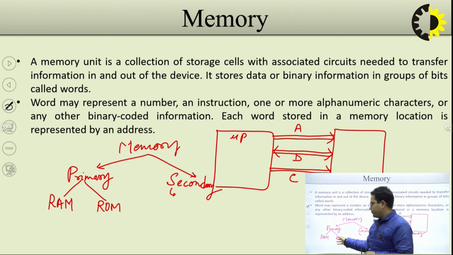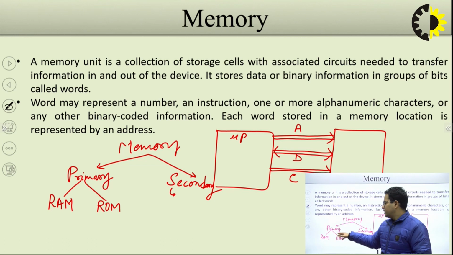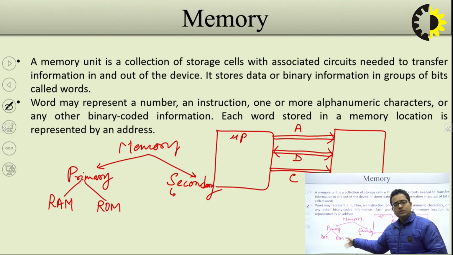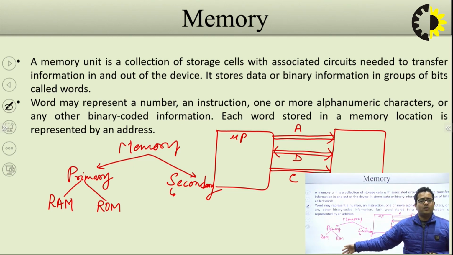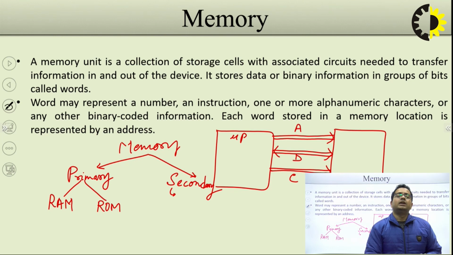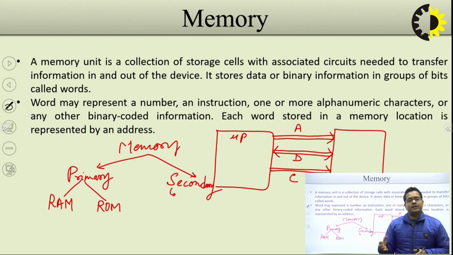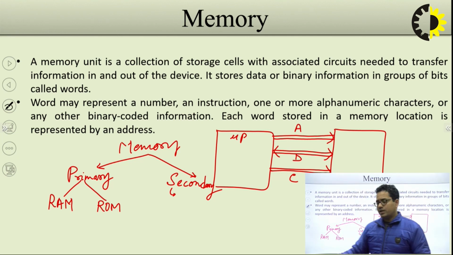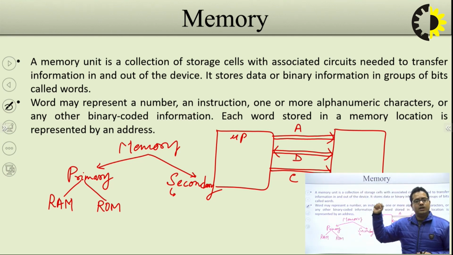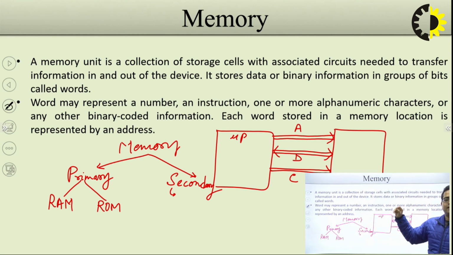So this is RAM. And RAM is also categorized into two parts: static RAM and dynamic RAM. And ROM is of various types, like PROM, programmable read-only memory, as well as EPROM, erasable programmable read-only memory. Also EEPROM, that is electrically erasable programmable read-only memory. So these are the types of ROM, these are the types of RAM. We are not going into details about that.